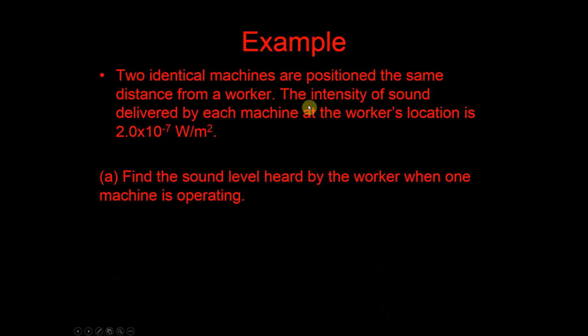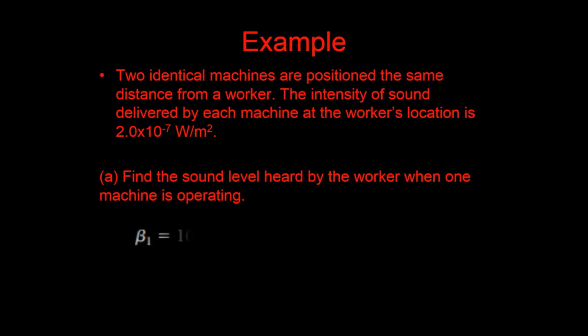So let's take a look at another example. Here we have two identical machines positioned the same distance from a worker. The intensity of the sound delivered by each machine at his location is 2 times 10 to the minus 7 watts per square meter. This is the typical thing that can be done by health and safety workers when they're attempting to make sure that people are not exposed to damaging sound levels. Let's find the sound level heard by the worker when one of the two machines is operating.